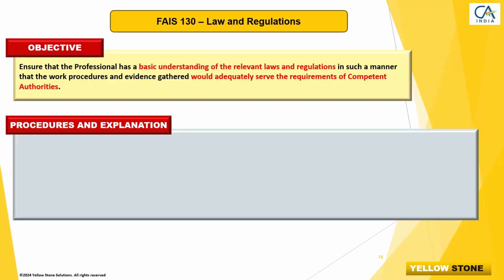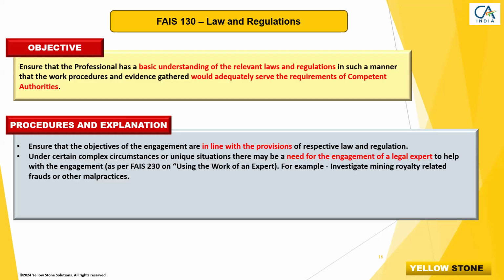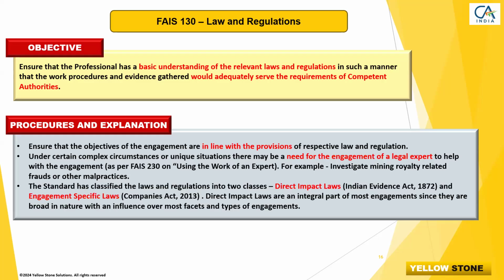Third is with respect to laws and regulations. As an objective, have a basic understanding of laws and make sure they are adequately complied with. But what I am keen to discuss with you is that, just for a bucket, it can be broadly bifurcated into two parts: direct impact laws and engagement specific laws. If you read the third line, the standard is classified into two classes: direct impact laws and engagement specific laws. Direct impact laws are an integral part of most engagements since they are broad in nature.